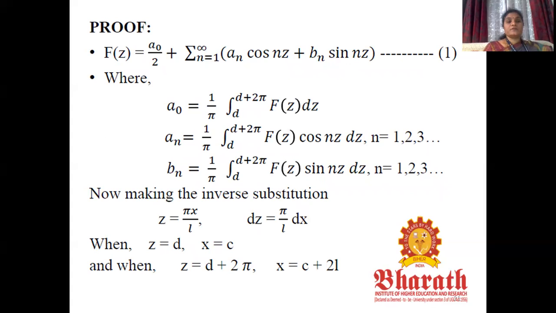Proof. f(z) = a0/2 + summation n = 1 to infinity (an cos nz + bn sin nz), where a0 = 1/π ∫ from d to d+2π f(z) dz. an = 1/π ∫ from d to d+2π f(z) cos nz dz, where n = 1, 2, 3. Similarly, bn = 1/π ∫ from d to d+2π f(z) sin nz dz, where n = 1, 2, 3, etc.